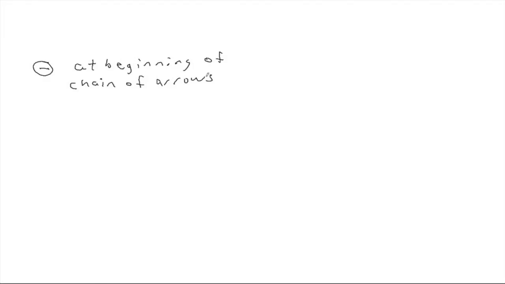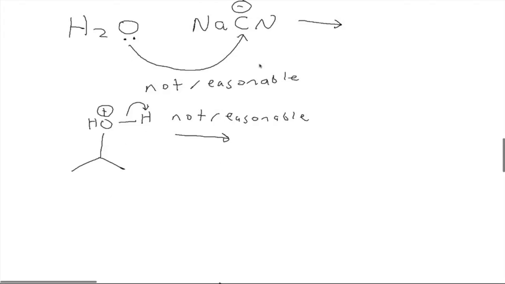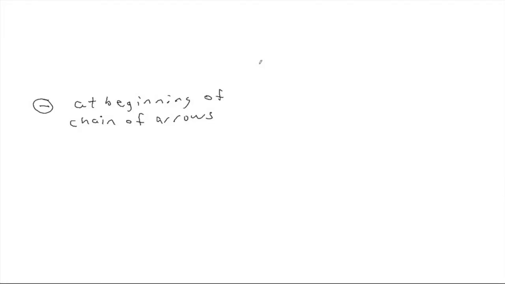Beginning. If you put a negative charge at the end of the chain of arrows, like here, you're going to get a -2 charge, which is never reasonable. And should positive charges go at the beginning or the end of a chain of arrows? At the end of the chain. Good.